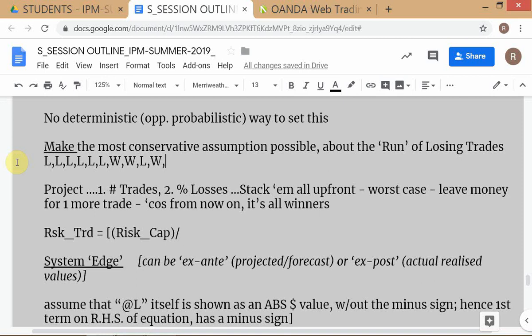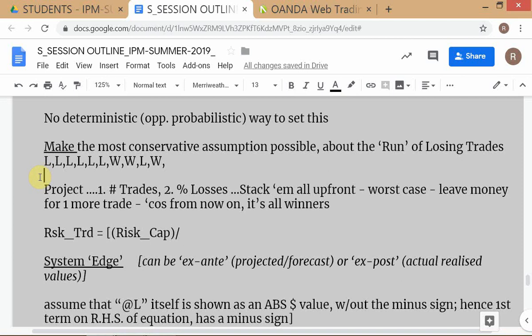Do you understand that? If you do thousands of trades, even if you do hundreds of trades, there will be some distribution at the end. You can look at the sequence of trades: the first trade was a loser, the second was a winner, and so on and so forth. So this is what we mean by the run of losing trades. So how do we do that?